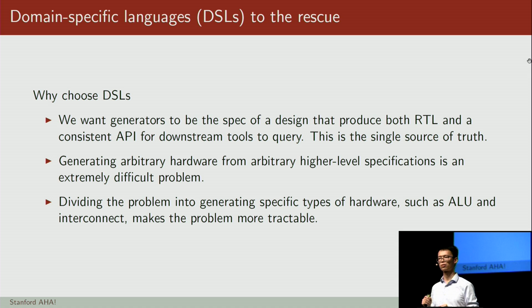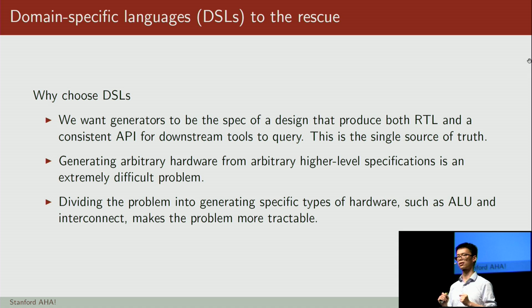Our solution to that is to develop a domain-specific language, or DSLs. So why choose DSLs? First, we want generators to be the spec of design that produce both RTL and the consistent API for downstream tools to query. This is what we call a single source of truth. One problem we realized is that generating arbitrary hardware from arbitrary high-level spec is a very difficult problem. But we can divide the problem into generating a specific type of hardware, such as ALUs and interconnect. This kind of division of problem makes the problem more tractable.